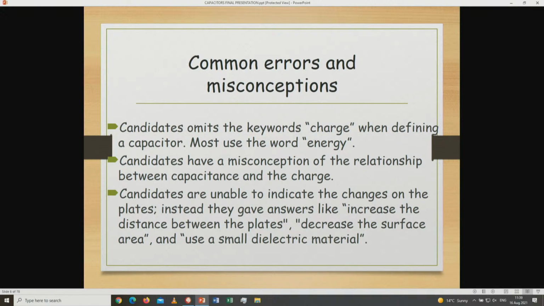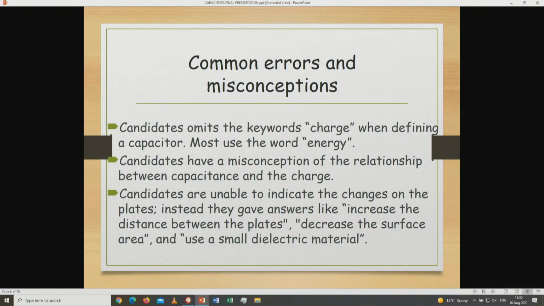Now, as learners or candidates write exams, reports are gathered on the common errors and misconceptions that they make. One of the misconceptions is that candidates tend to omit keywords, like when defining a capacitor. So make sure that when you define, you do not leave out the keywords. Candidates also have a misconception about the relationship between capacitance and charge. We are going to look into that and clear up that misconception.